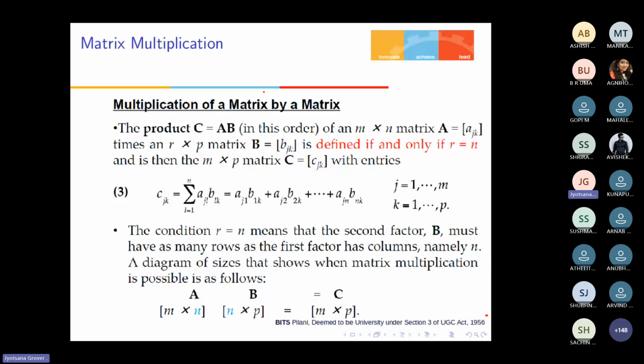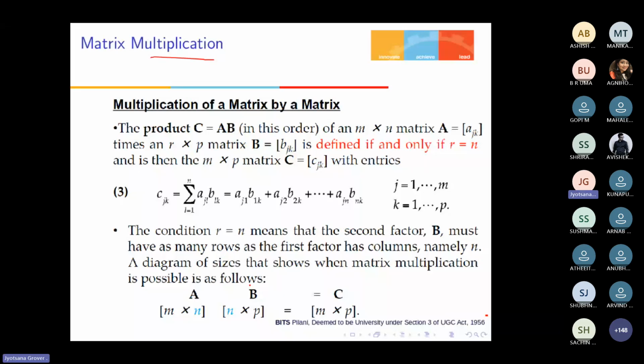Now comes the important operation, matrix multiplication. Here first we have to see when the matrix multiplication is compatible. Why do you need to do matrix multiplication? You will do this in neural networks and deep learning. There also you have to do matrix multiplication. That's why we are studying it here.